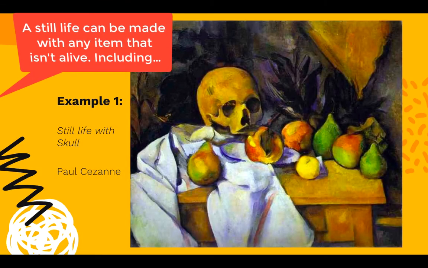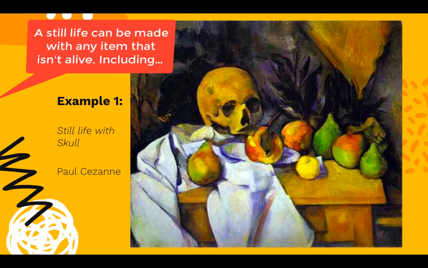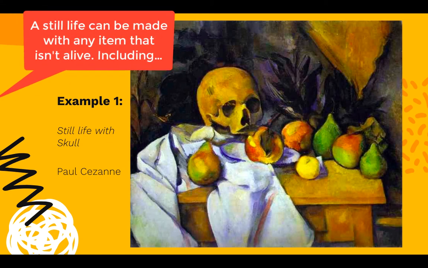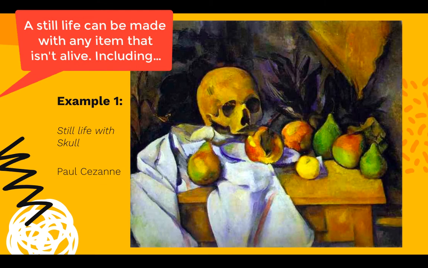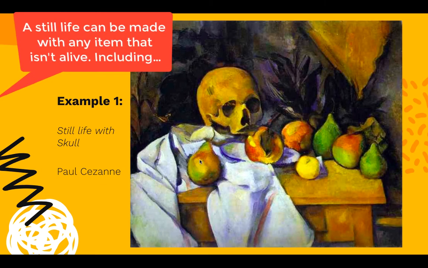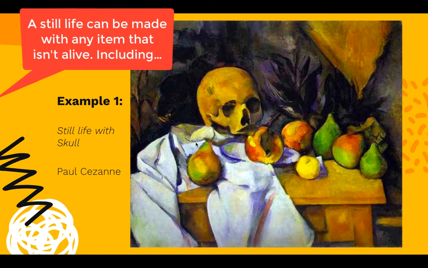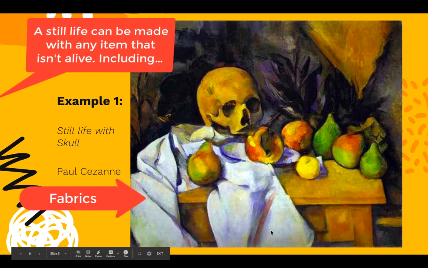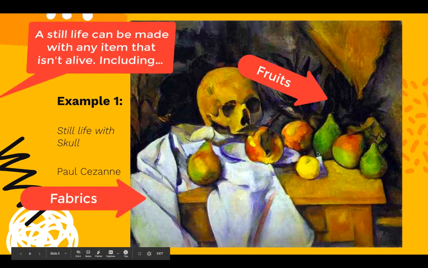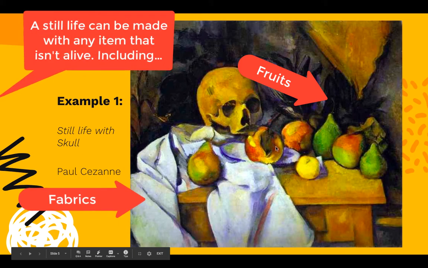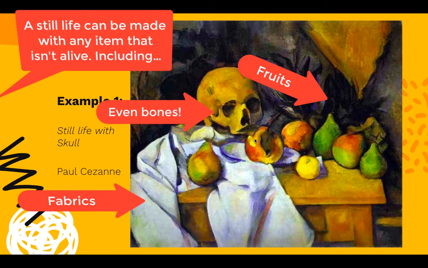Here's the first example. This is called Still Life with Skull by Paul Cézanne, a very, very famous Impressionist artist. If we check this out, we see that we have this table. Looks like there's a tablecloth on it, and the objects that we can see include some pears, a peach, an apple, and this very morbid looking skull in the background.